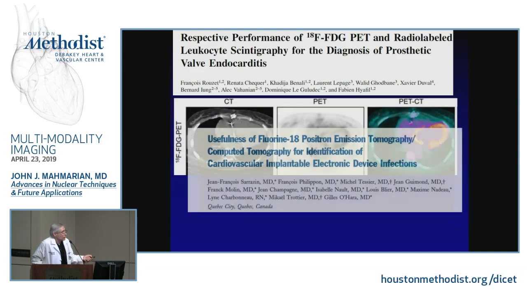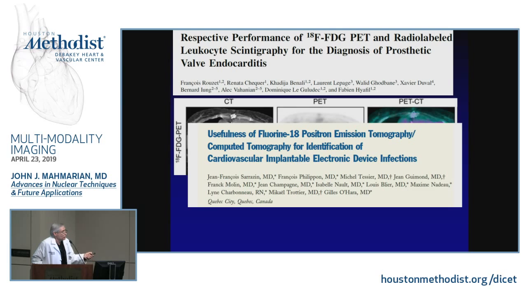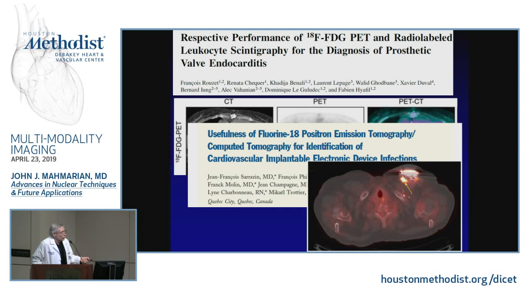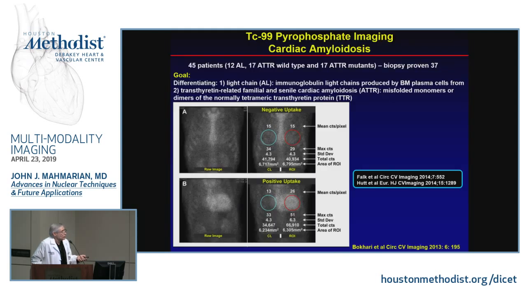Moaz also talked to you about this. I'm not going to spend a lot of time on this in terms of devices, in terms of looking for pacer infections, as well as for looking at things like endocarditis. And finally, PYP, which actually is becoming an interesting way of identifying ATTR amyloid, looking at different uptake and using a cutoff of 1.5.